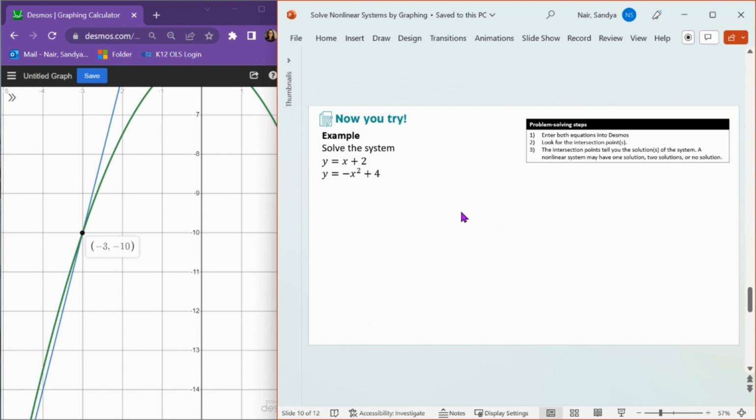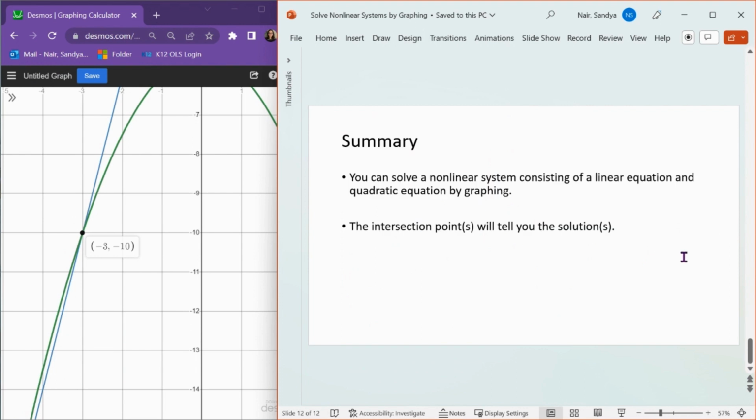Now you can go ahead and pause the video and try doing this example on your own. Here we have y = x + 2 and y = -x² + 4. If you type these equations into Desmos, you'll see that they have two intersection points at (1, 3) and (2, 0). So you can solve a nonlinear system consisting of a linear equation and a quadratic equation by graphing. The intersection points will tell you the solutions.